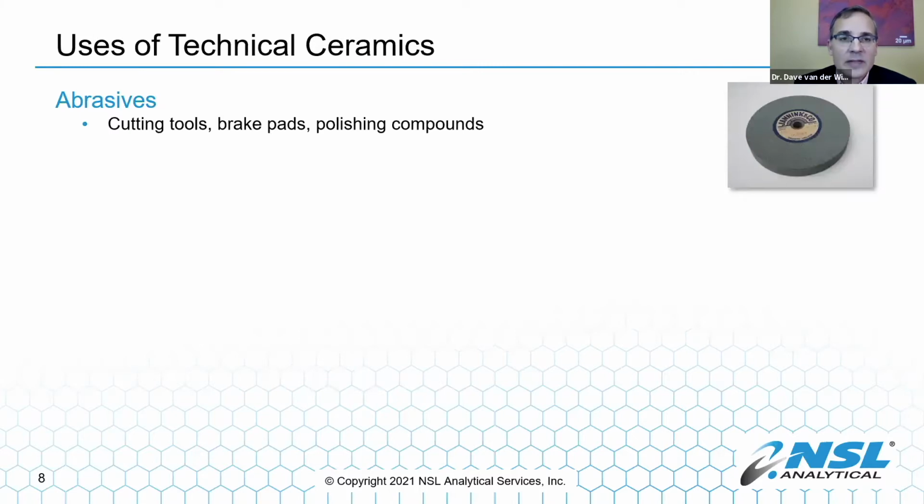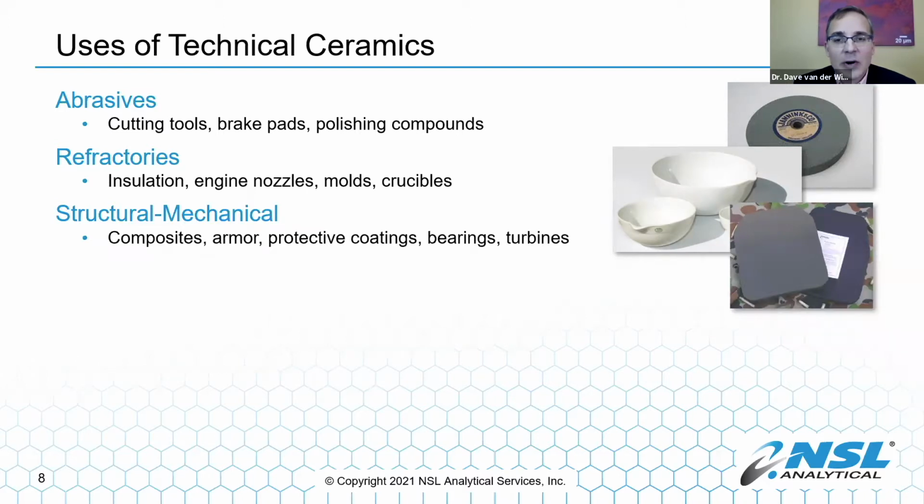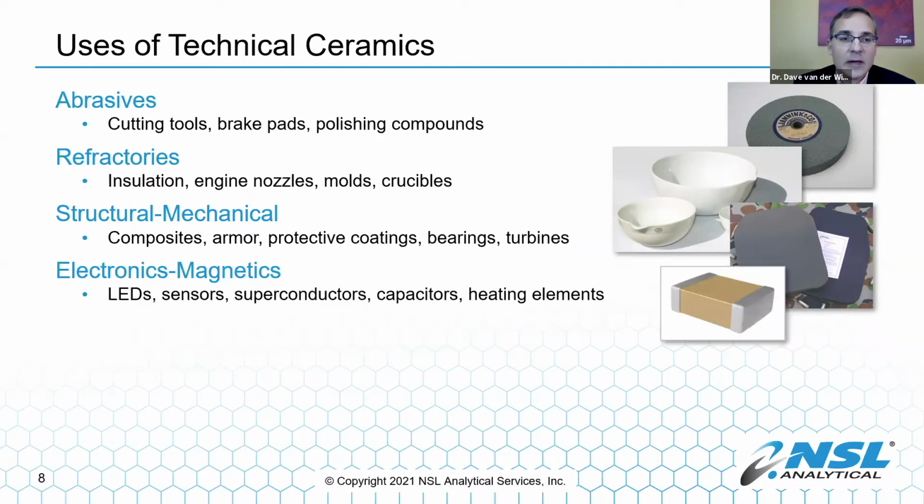So some of the uses of technical ceramics: abrasives, advanced abrasives and cutting tools are probably one of the main applications, including polishing compounds. Refractories, another very common application, not only laboratory type applications, but industrial kiln furniture, for example, insulation, rocket nozzles, and engine parts. Also structural mechanical parts such as turbine blades, high performance bearings, body armor, different types of composites and protective coatings.